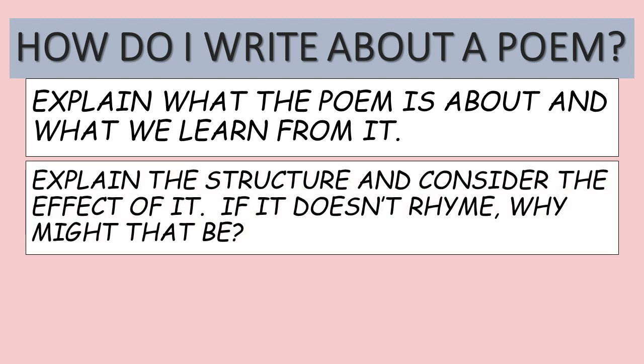Once we've done that, we need to explain the structure and consider the effect of it. If it doesn't rhyme, why might that be? Another thing you might want to choose to explore is the metre. If it's got a regular metre, you'll have a beat that's steady in every line and matched in the next. And if one line is longer than the next one and there isn't a particular pattern, you've got an irregular metre. Now, that's very easy to spot.